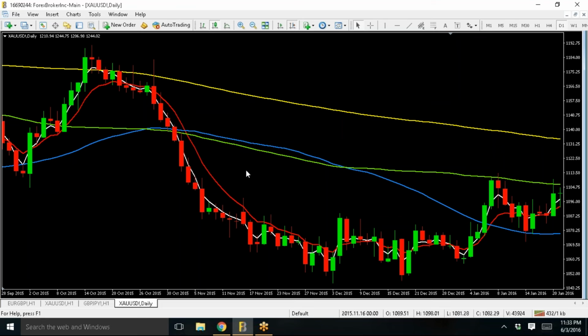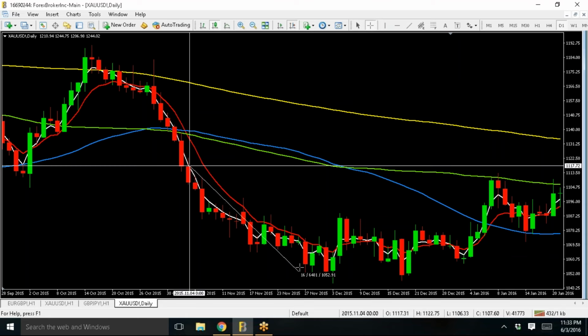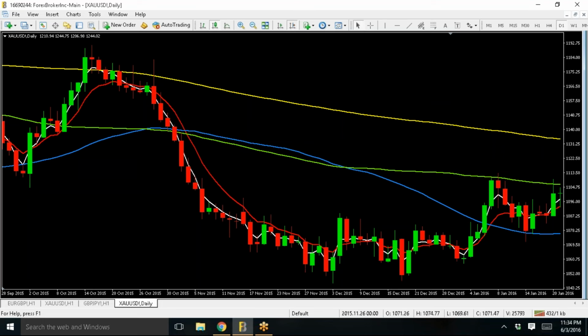So when the 50 crosses beneath the 100, you are in a sell. You should be only looking for short opportunities. And as you can see, when price broke below, you were good for at least 500, almost 600 pips. This is why I trade on the daily, because you catch the real trend. You eliminate all the bullshit.